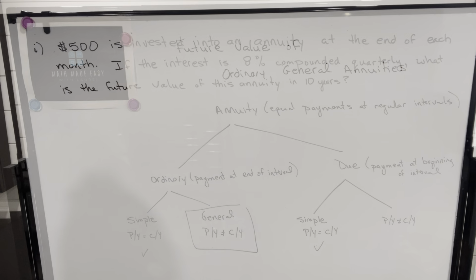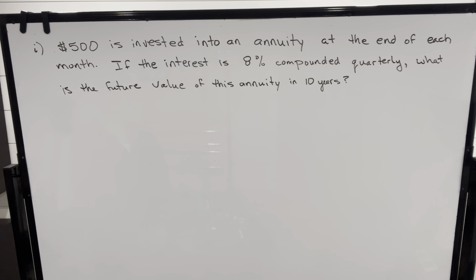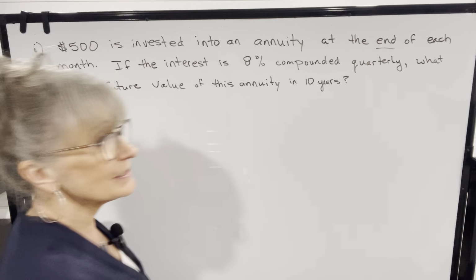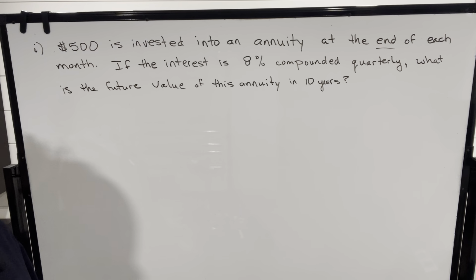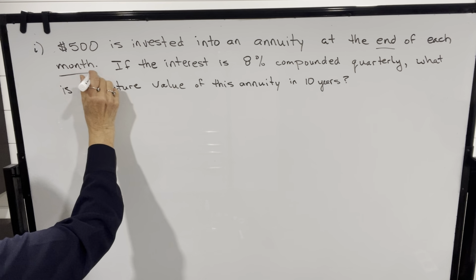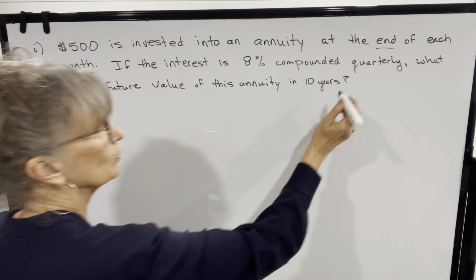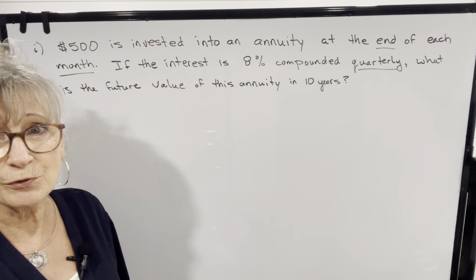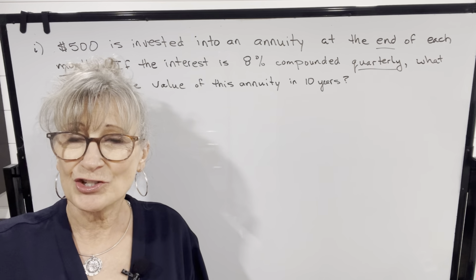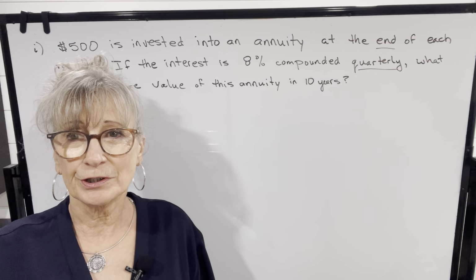Let's take a look. Our first example says $500 is invested into an annuity at the end of each month. If the interest is 8% compounded quarterly, what is the future value of this annuity in 10 years? We're investing at the end of the interval, so that means it's an ordinary annuity. We're making payments monthly, however, we're compounding quarterly. Because those frequencies are not equal, it is a general annuity. So it's an ordinary general annuity.